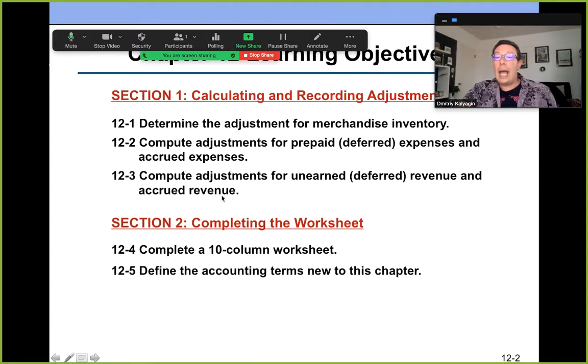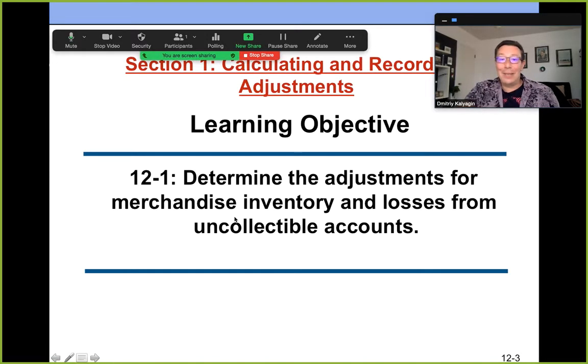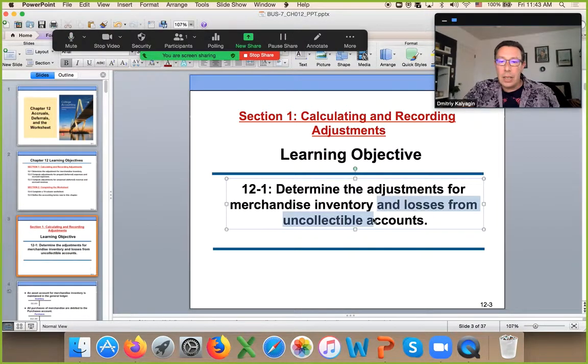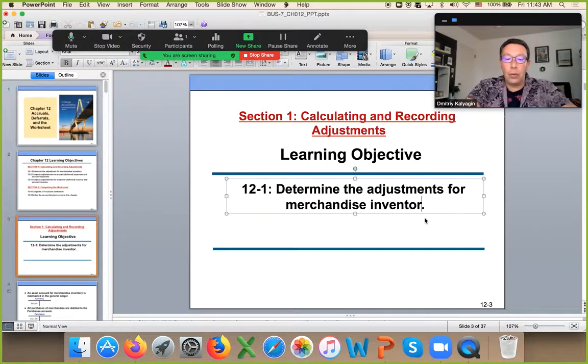So we have, besides inventory, because inventory kind of stands on its own, four types of adjusting entries: prepaid expenses, accrued expenses, unearned revenue, accrued revenue. Okay, let's jump into it. So let me talk first of all about adjustment for inventory. Let me actually delete these losses. Let's just focus on inventory for now.